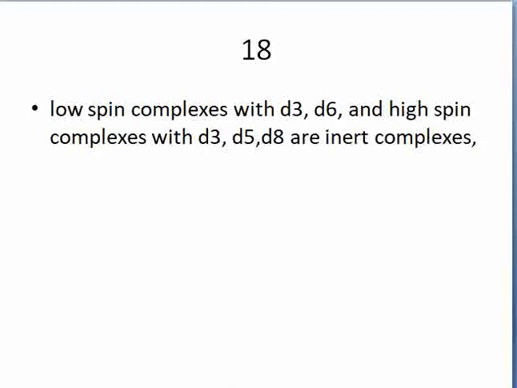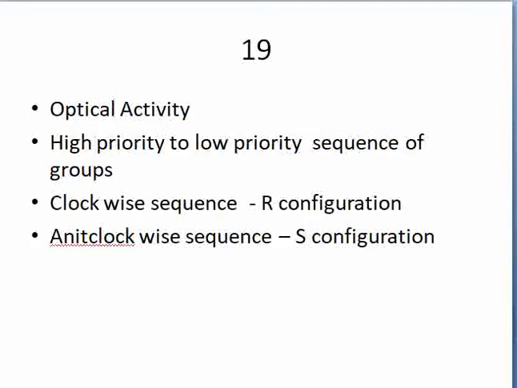Next one, low spin complexes with d3 and d6 have spherical d orbitals, and high spin complexes with d3, d5 and d8 are inert complexes. Because in d3 and d6 low spin complexes, the t2g orbitals are either filled or half filled, so they are stable. But in the case of high spin complexes, d3, d5 and d8 are half filled or filled, so they are inert complexes. Next one, all others are low spin complexes. All others are labile complexes.